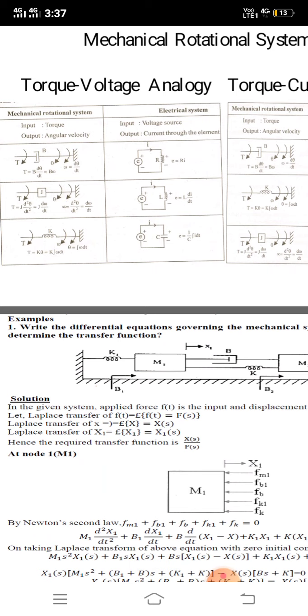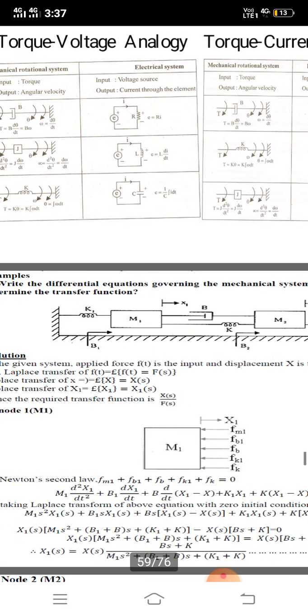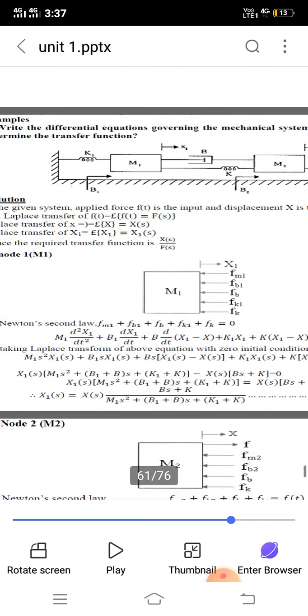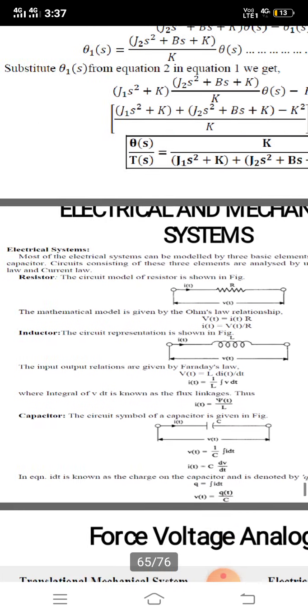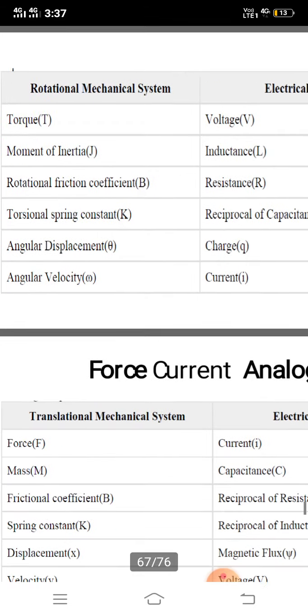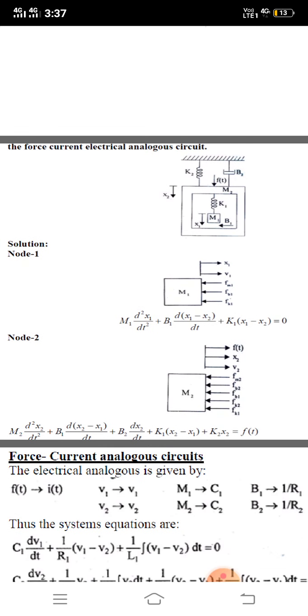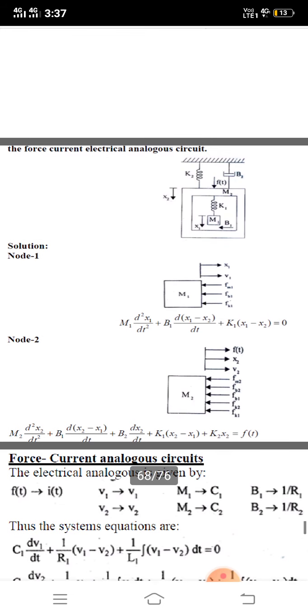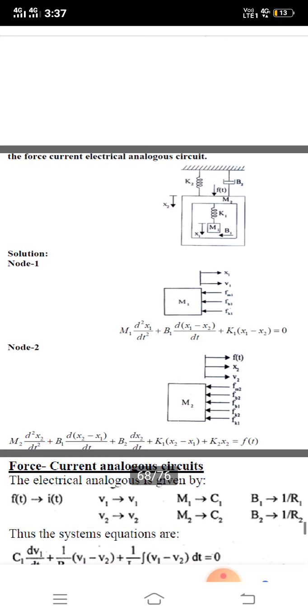First we have to see the example problem. This problem asks for the differential equations governing the mechanical system with the electrical analogy. Okay, I will show you the force-current electrical analog circuit. This is the block diagram representation of the analog system.